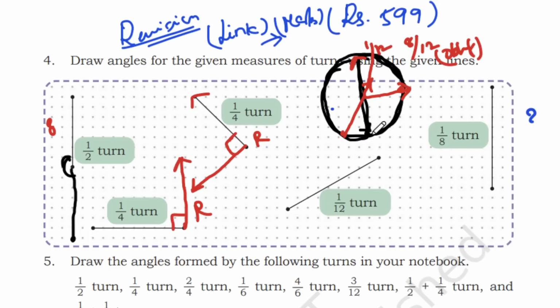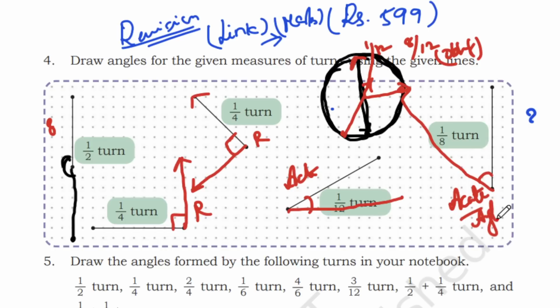Okay, here we have to draw an acute angle. Let me draw an angle like this. Okay, acute angle. Again, a 1/8 turn is less than 90 degrees. It is an acute angle as well. Let me draw an angle like this here. This is an acute angle.